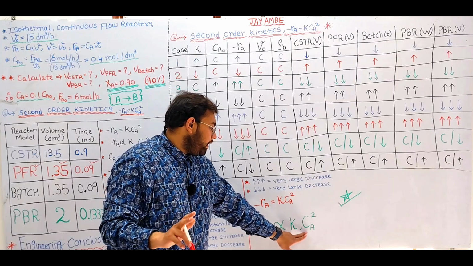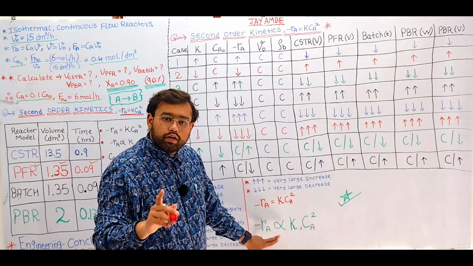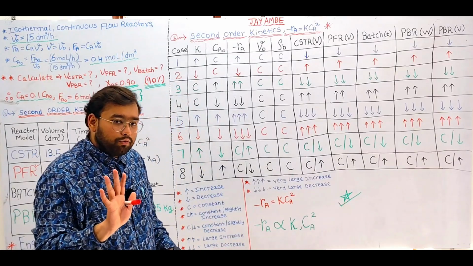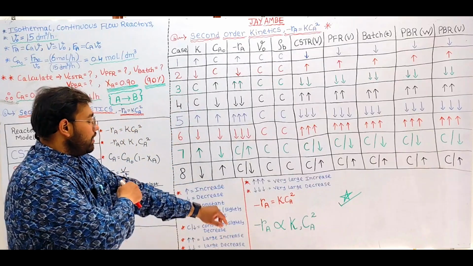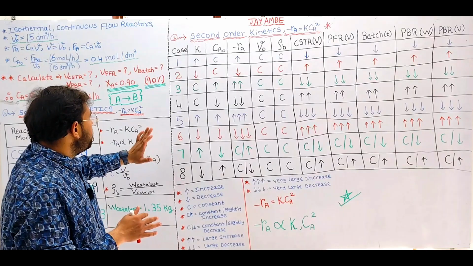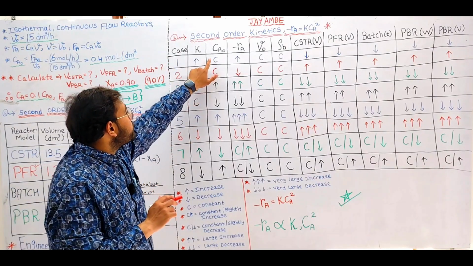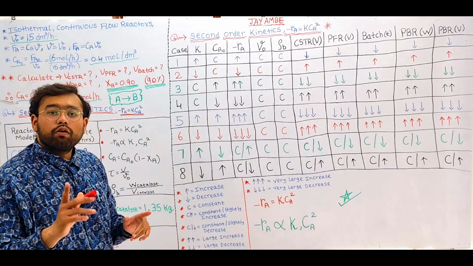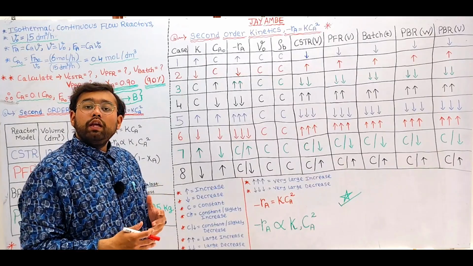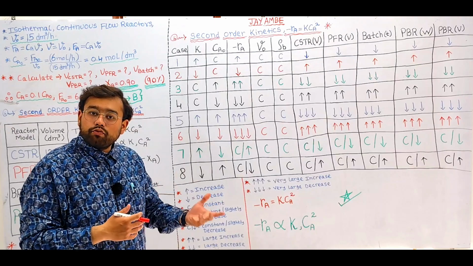Similarly, if we decrease the concentration of the reactants, due to the direct proportionality with the reaction rate, the rate of the reaction will also decrease. I hope you understood up to this part. Now we'll understand each case individually. In the first case, I have kept the initial concentration constant. Now what if I increase the rate constant?